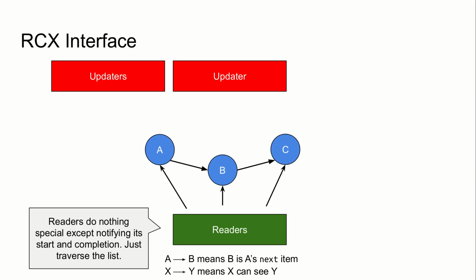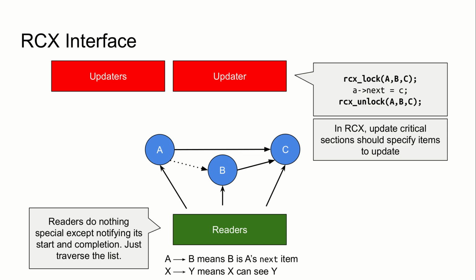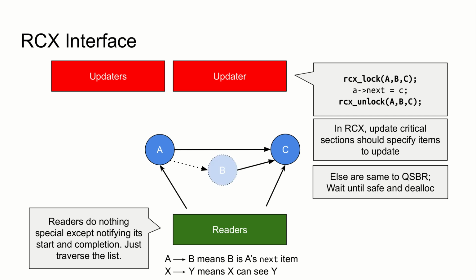This is the interface of RCX. The readers are the same as those of RCU. They do nothing special except notifying each start and completion. And the update of the next pointer of the items should be protected by the RCX log. In other words, in RCX, the update critical section should specify the items to update inside. Otherwise, the item is assigned to QSBR, which waits until it is safe to deallocate, and then deallocates.